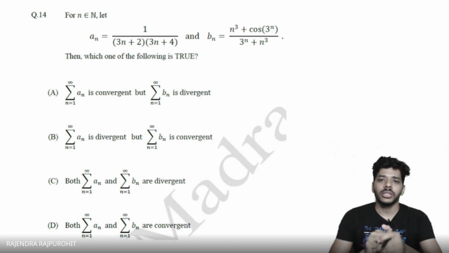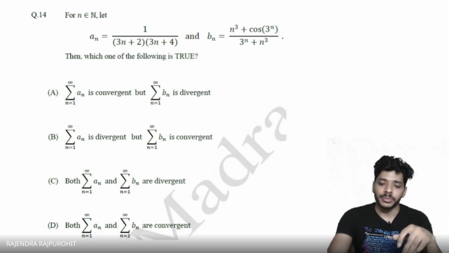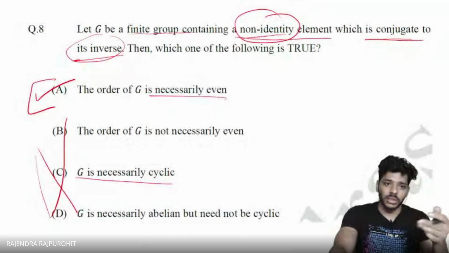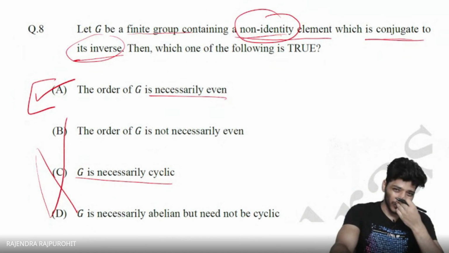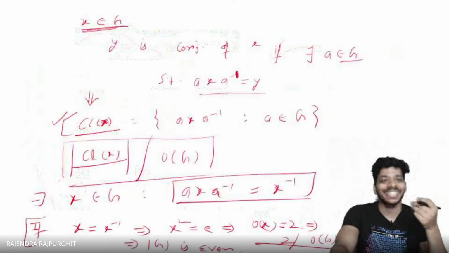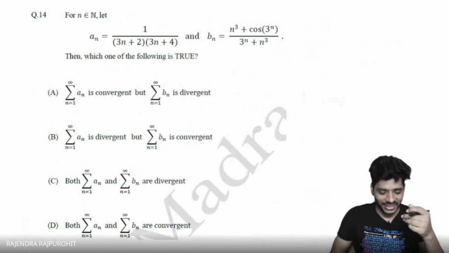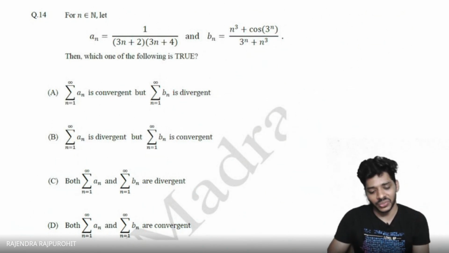So a_n is equal to this and b_n is equal to this. You have been given two series, and the question is about whether these series are convergent or not. All the questions that we have been discussing are from the 2024 paper. This was a 2 marks question, an easy question, I would say, if you know the test.